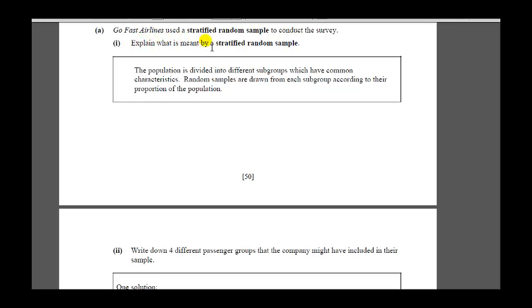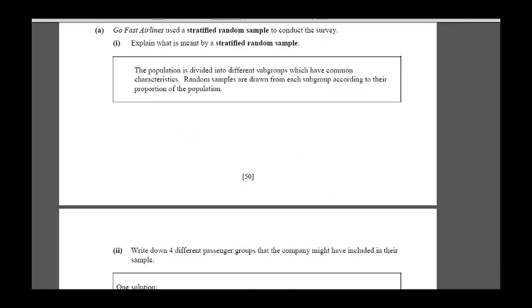Go Fast Airlines used a stratified random sample to conduct the survey. So that means that we take a large population of people who used Go Fast Airlines. That population might consist of, say, 1 million people. And we divide the population into different subgroups which have common characteristics.